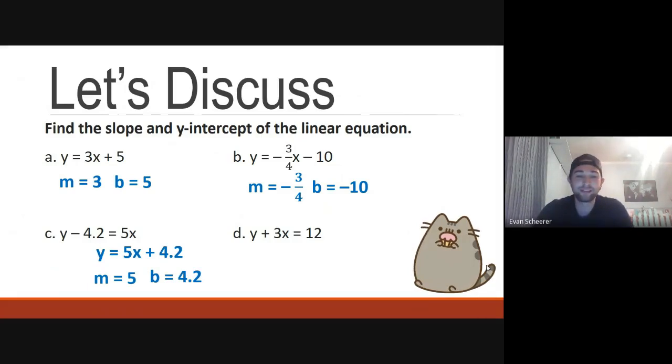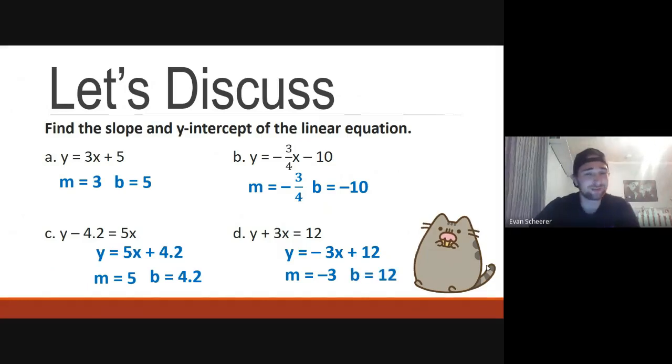For d, we need to get rid of that 3x. We need y by itself, so we're going to subtract 3x from both sides. So therefore, I get y equals negative 3x plus 12. Remember, whatever you do to the left side, you must do to the right side. If we're subtracting 3x from the left, that cancels out, so we get y by itself. We subtract 3x from the right. Those are not like terms, so the answer is not 9x. We put negative 3x first to follow y equals mx plus b. This obviously gives us m being negative 3 and b being 12. Hopefully that's a review. You guys did that in the last lesson or two.